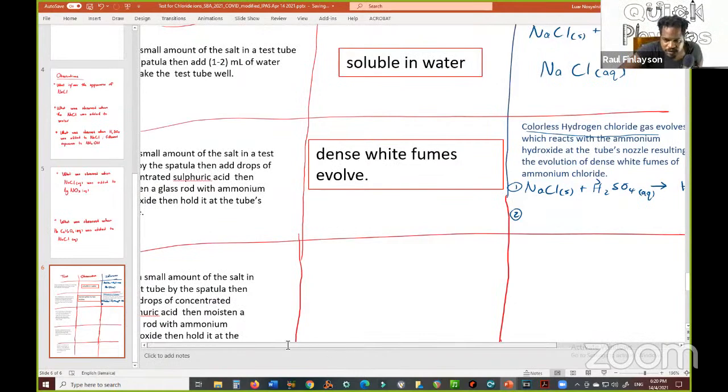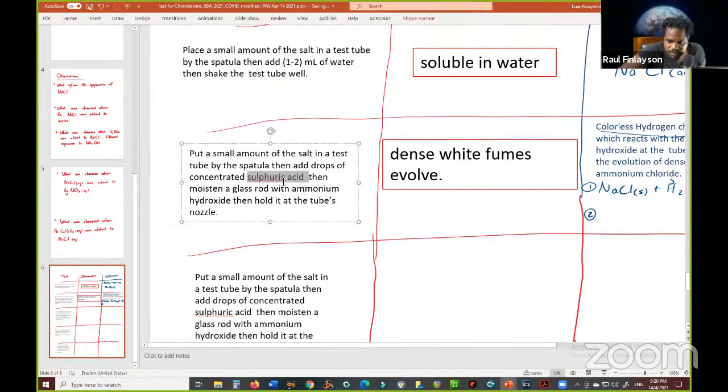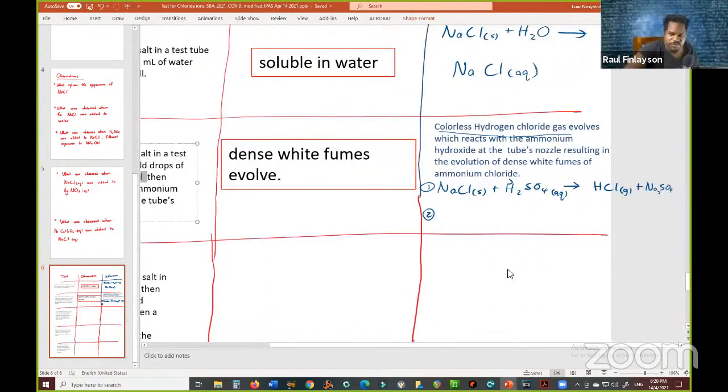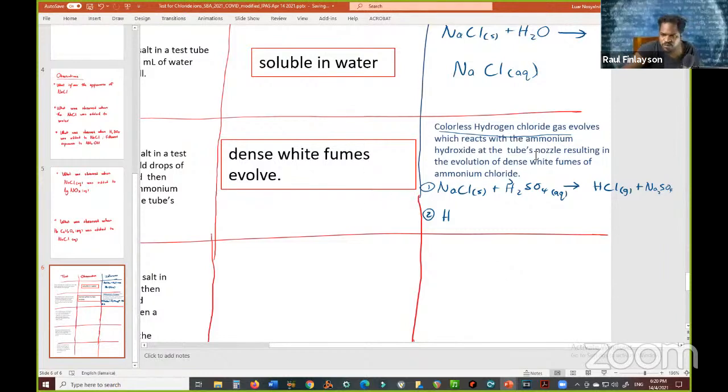Now, let's go back to the test again. So, all right. So concentrated sulfuric acid, then moisten a glass rod with ammonium hydroxide. All right. Then hold it at the test tube's nozzle. So then here's what's going to happen. The hydrogen chloride comes off. You said dense white fume evolves. This happens when we bring the ammonium hydroxide to the nozzle.